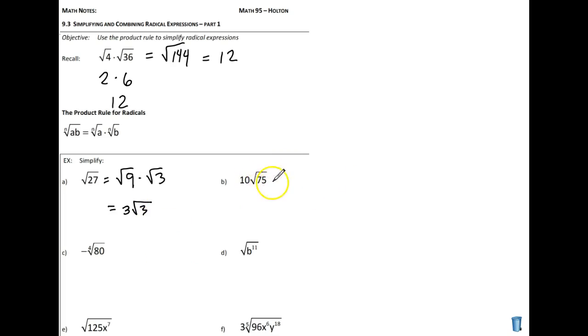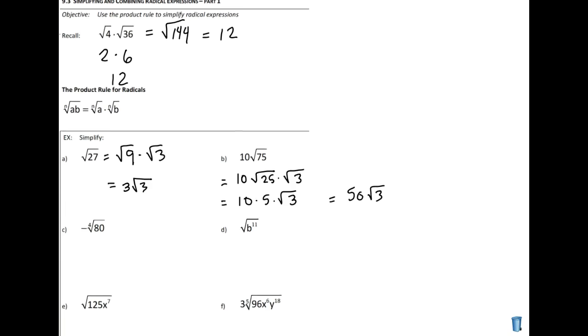Similarly, square root of 75, well, that's not a perfect square, but I do know that 75 is the same as 25 times 3. So we could say square root of 75 is the same as the square root of 25 times the square root of 3. Don't forget that 10. He still needs to hang out there with you. So this becomes 10 times 5 times the square root of 3, or that's 50 square root of 3. And that's how we are actually simplifying them.